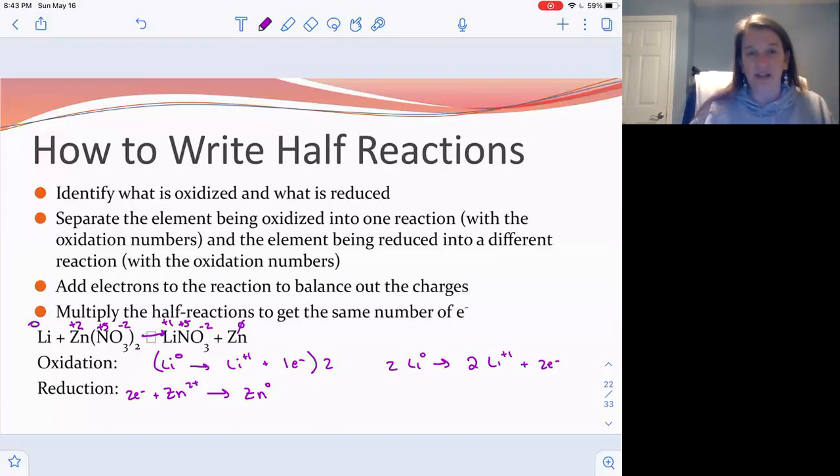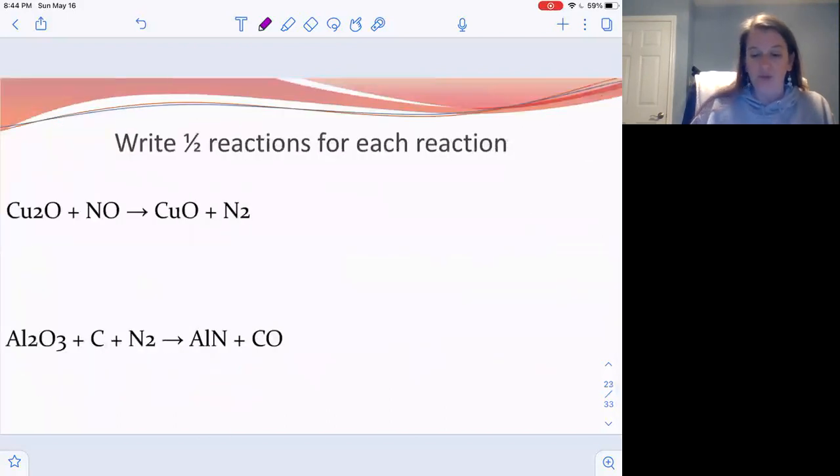Now we did not write the NO3 because the NO3 is what we call a spectator ion. It's not really going to do anything. It's not participating in the oxidation reduction itself because it's not gaining or losing electrons. It's not transferring electrons. So we didn't put the NO3 into our half reactions. Okay? So we're going to write half reactions for each of these examples here.